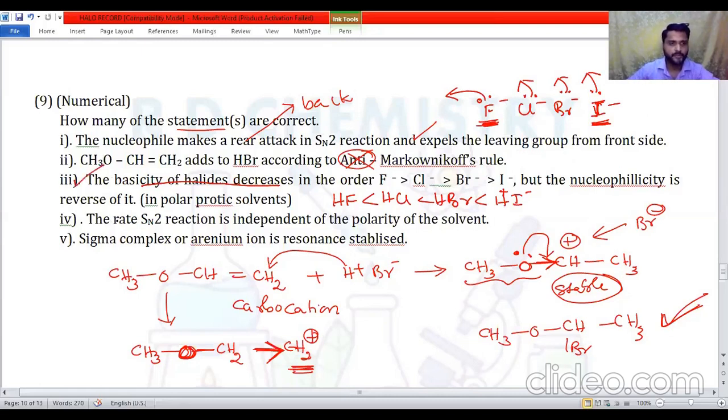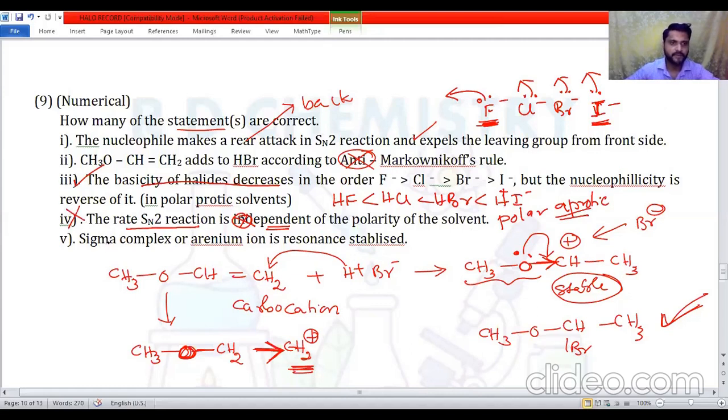Next one, option number 4. Rate of SN2 reaction is independent of the polarity of the solvent. No, it depends on the polarity, and you require polar aprotic solvents. Therefore, option number 4 is the wrong statement.